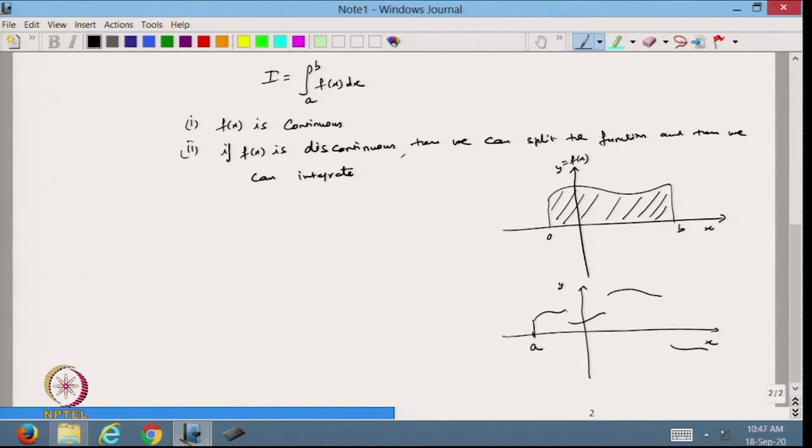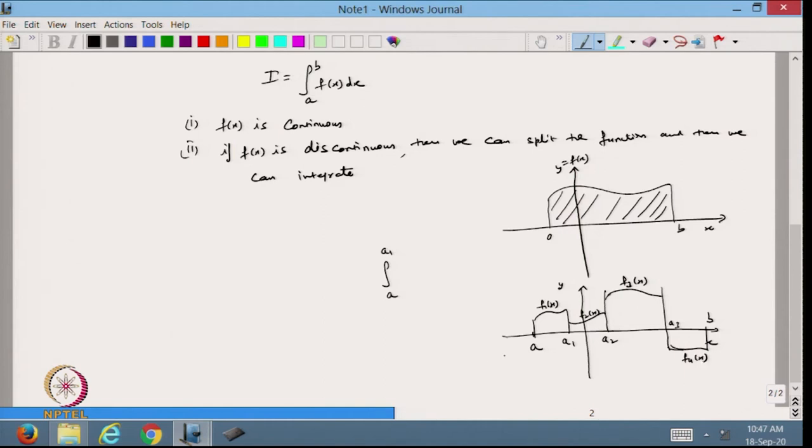This is my a, and suppose this is a 1, then this is my a 2 and then this is my a 3. So, in this case if I want to integrate this function, then I will split this from a to a 1 and then I choose this function. Suppose this is my f 1 x, this is my f 2 x, this is my f 3 x and suppose at the last it is f 4 x.